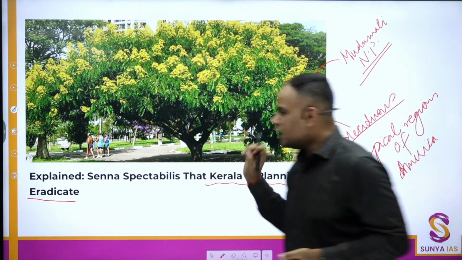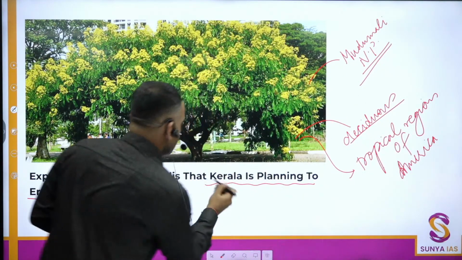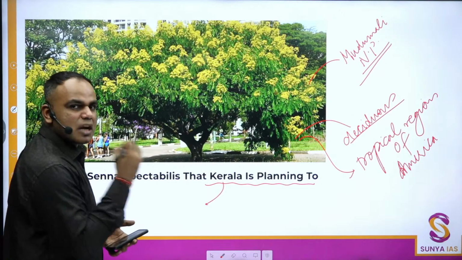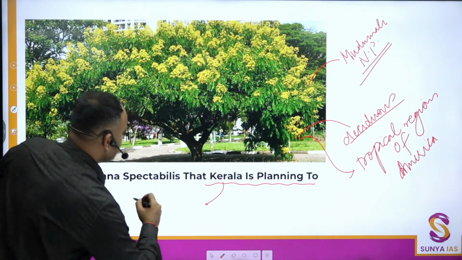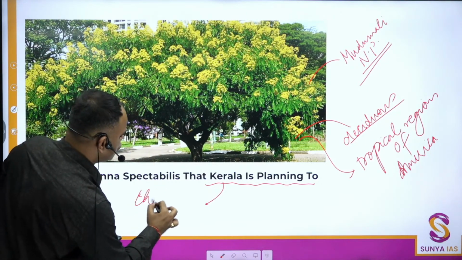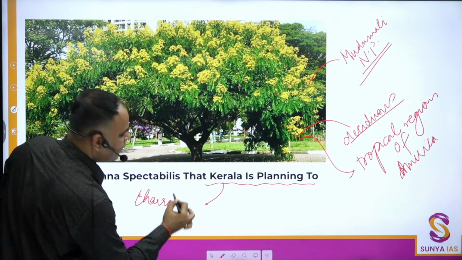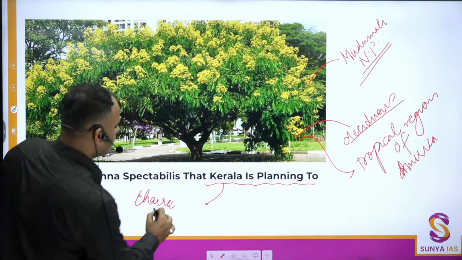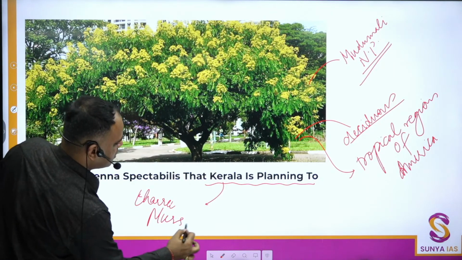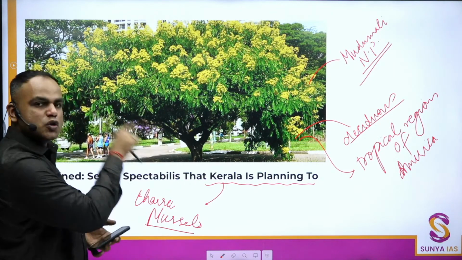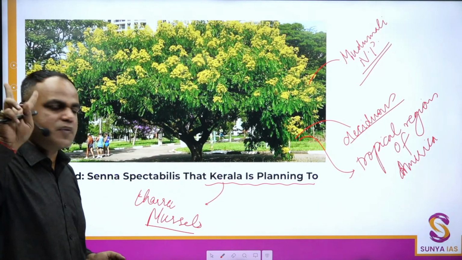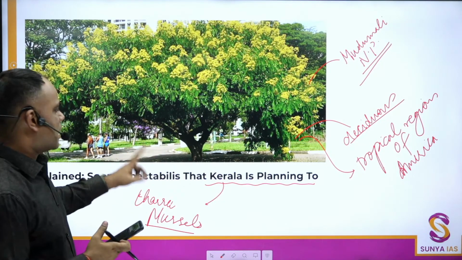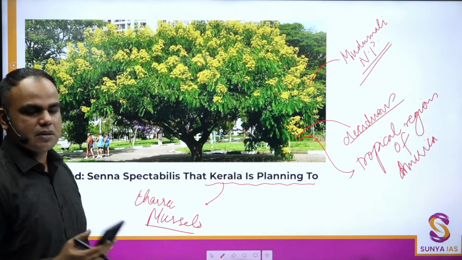Again, in your notes mention that in Kerala, especially in the Ashtamudi lake, you have an invasive species known as charru mussels. If you have followed your current affairs or newspapers of the last 2 or 3 months, you would have come across charru mussels. That is also Kerala. So 2 invasive species we have seen in Kerala: one, Senna spectabilis, and one is charru mussels.